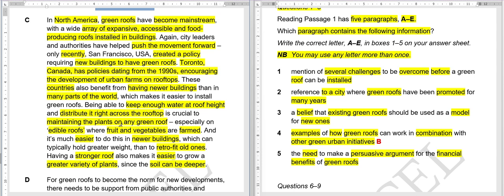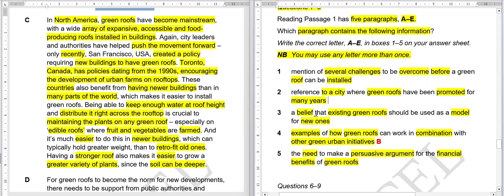Okay, time's up. Let's read the options together. Sorry about that. Let's read the questions together. Is there any mention about challenges that we have to overcome before we want to install green roofs? No, there is no mention of such challenges. Is there any mention of a city where green roofs have been promoted for many years? Yes, there is.